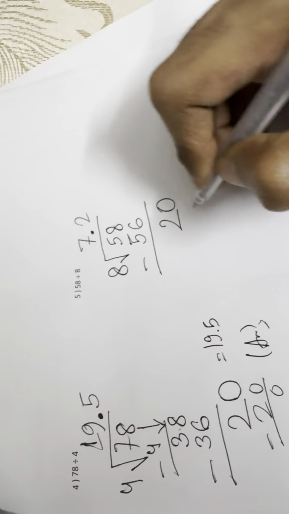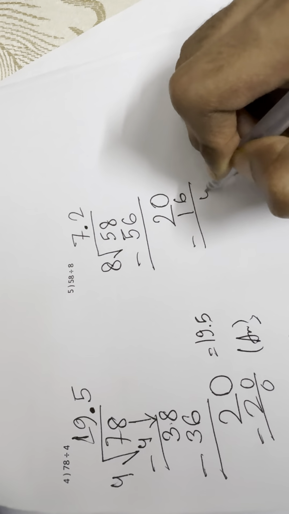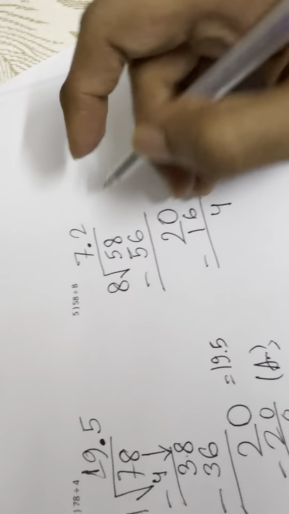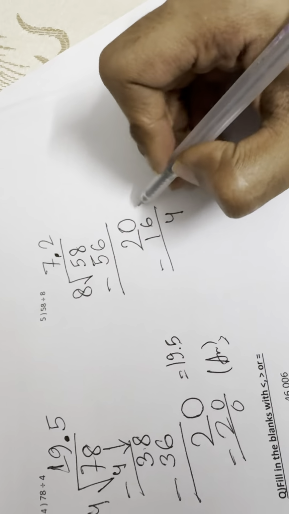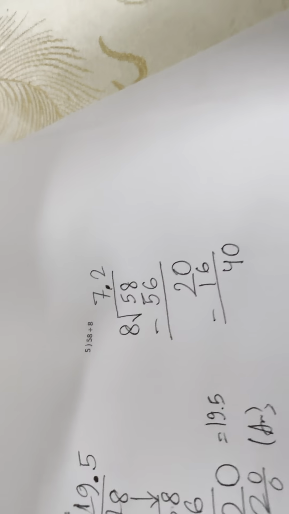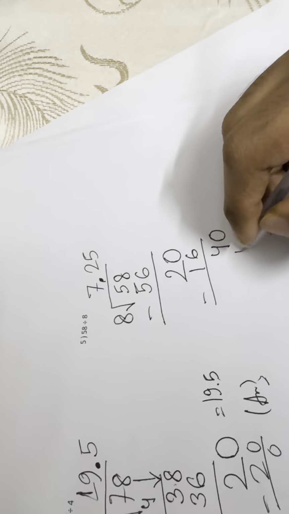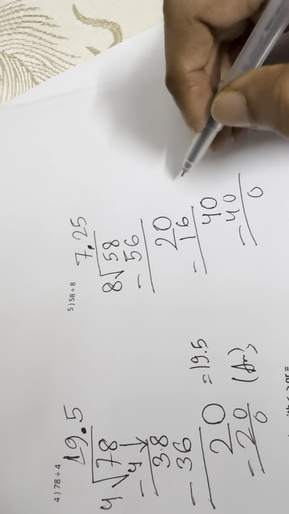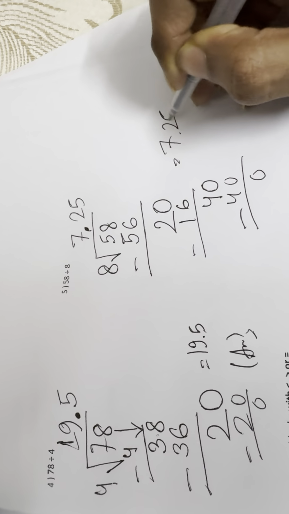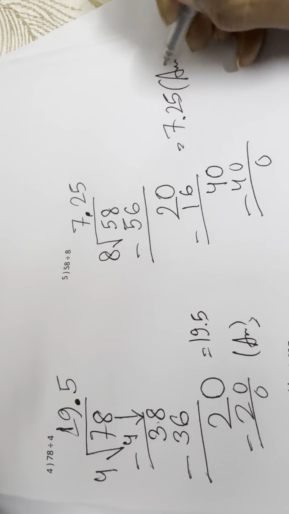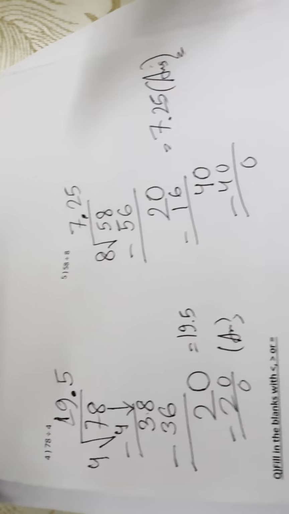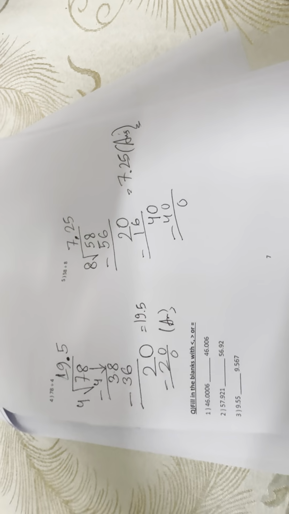So 8 2s is 16. So 20 minus 16 is 4. And as already there is a point, we will get another 0 in this line. In every line we get a 0 because of the power of the point. So now 8 5s is 40. So 40 minus 40 is 0. So 7.25 is the answer. Hope you guys all understand. This is change the following into decimals.